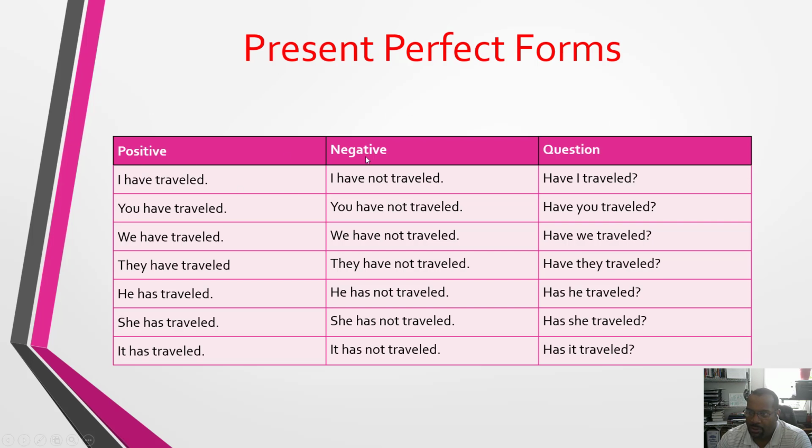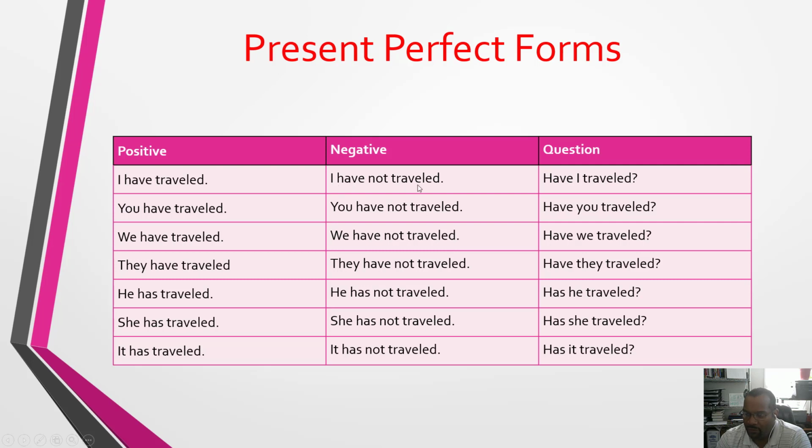So we have positive statements, we have negative statements, and then we have questions, right? I have traveled. You have traveled. We have traveled. They have traveled. All right? Now, when we change and we talk about third person, he, she, it has traveled. Notice we changed it here. The have turns into has. He has traveled. Negative statements. Remember, we add the not between the have or has and then the past participle.